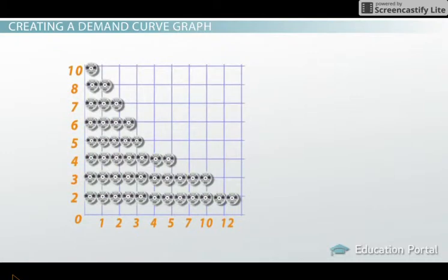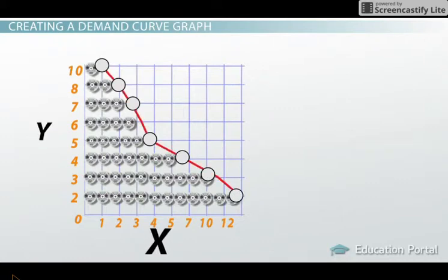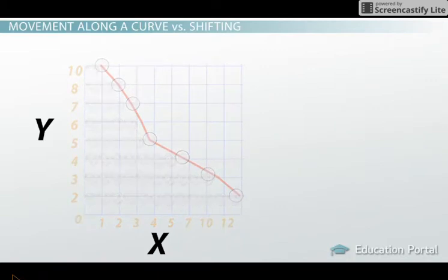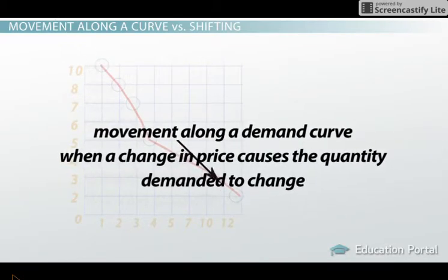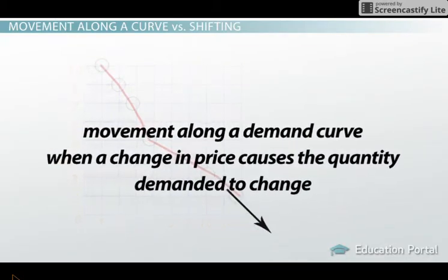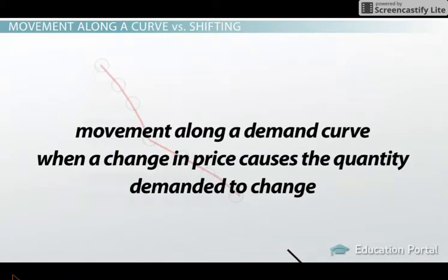If we then create a simple graph with price on the y-axis and quantity on the horizontal or x-axis, we can plot each individual point on the graph and then connect the points. You now have a demand curve. Now that we know how an individual demand curve is created, let's explore what might cause us to move along the curve. To simplify, there is movement along a demand curve when a change in price causes the quantity demanded to change. Let's go back to Jerry for a moment.